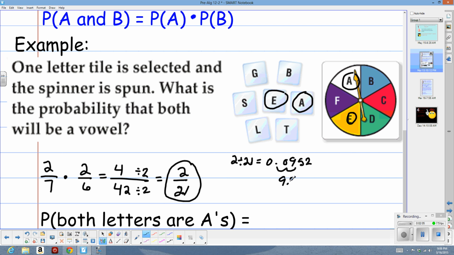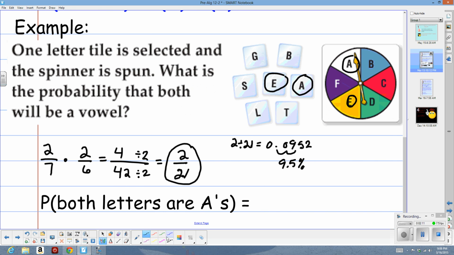It's about 9.5%. Now the probability that both letters are A's, well, there's only one A out of the 7 tiles, so 1/7 times 1 out of 6 on the spinner, that's 1/42. As a decimal, it would be 1 divided by 42, which is this. And then as a percent, you could move the decimal over 2 places. It's about 2.4%.